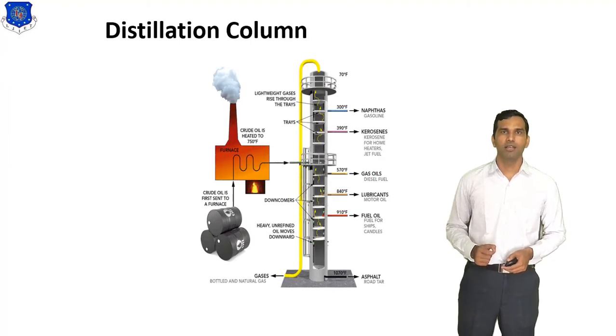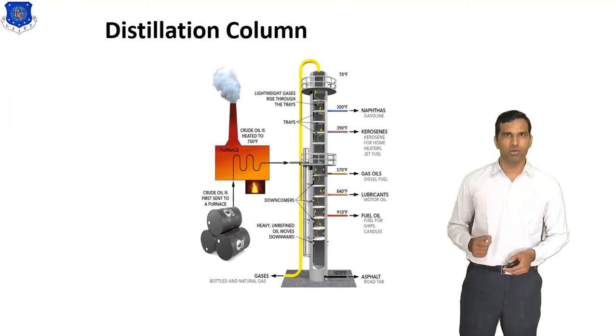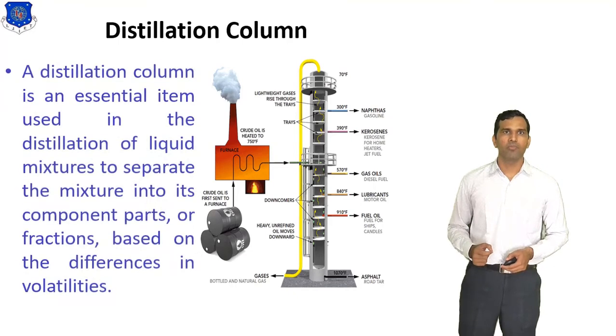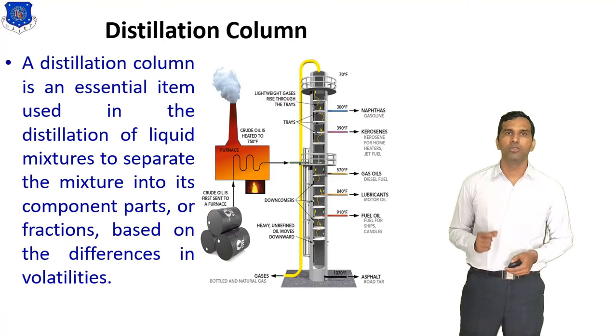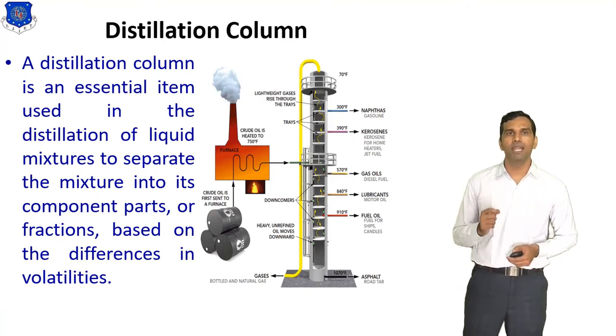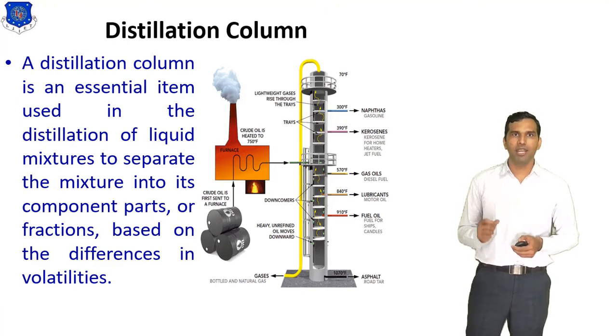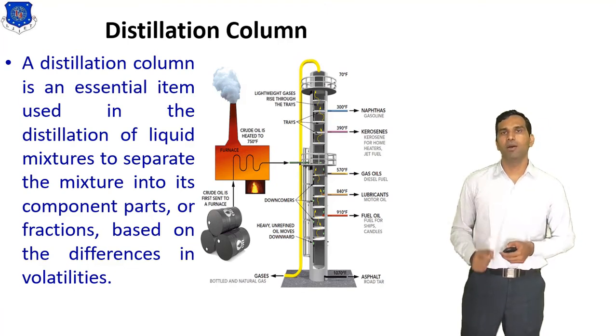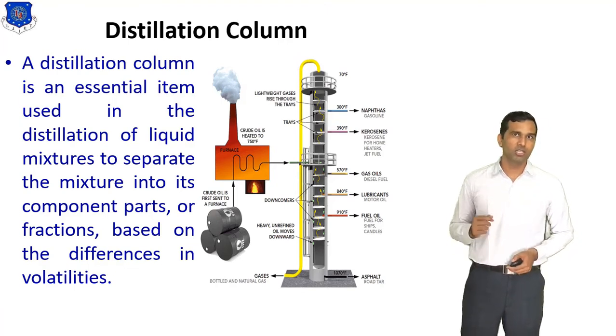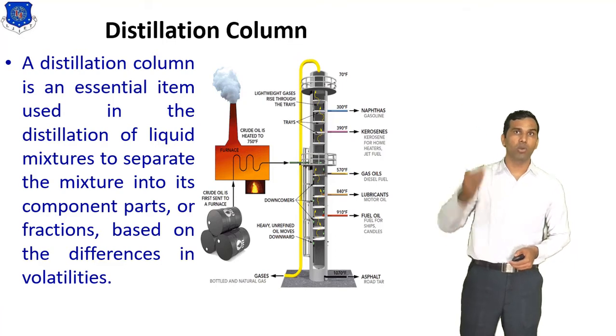So this is a simple diagram of a distillation column. A distillation column is an essential item used in the distillation of liquid mixtures to separate the mixture into its component parts or fractions based on the difference in volatility. So this is the function of the distillation column.